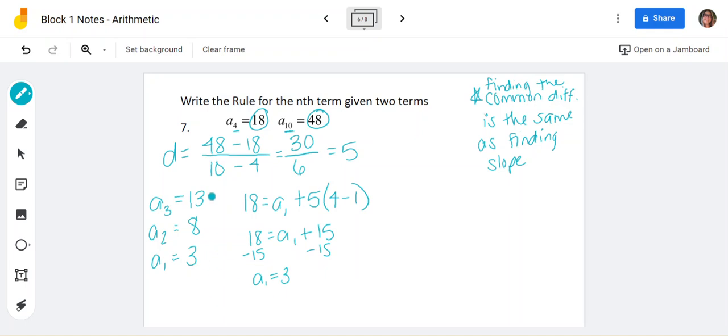So either you can write all the terms out, which we were given the 4th term, to go back to the first isn't too bad. If you're only given like the 15th and the 85th terms, you might want to use the algebra instead. So our formula would be a sub n equals 3 plus 5 times n minus 1.